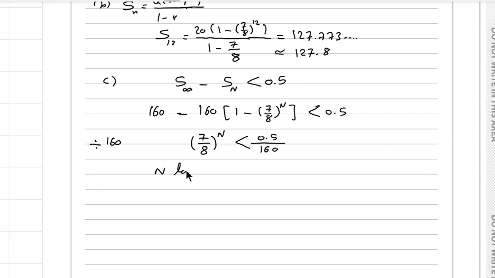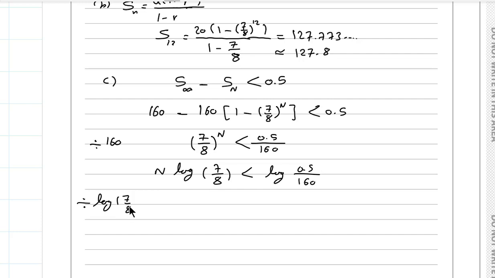So n logarithm 7 over 8 less than logarithm half divided by 160, okay. Dividing by logarithm 7 over 8.